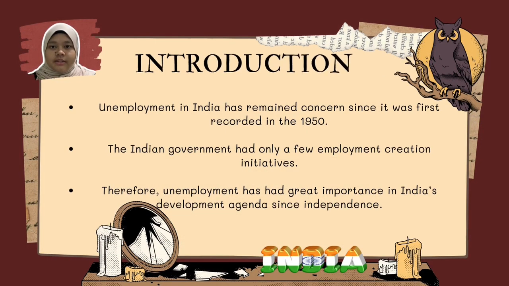For the introduction, unemployment in India has remained a concern since it was first recorded in the 1950s. The Indian government had only a few employment creation initiatives until the first five-year plan was drafted in 1950 until 1951. This plan lays the foundations for overall growth and sectoral development over the medium term to achieve employment growth and dynamic population growth. Therefore, unemployment has had great importance in India's development agenda since independence.